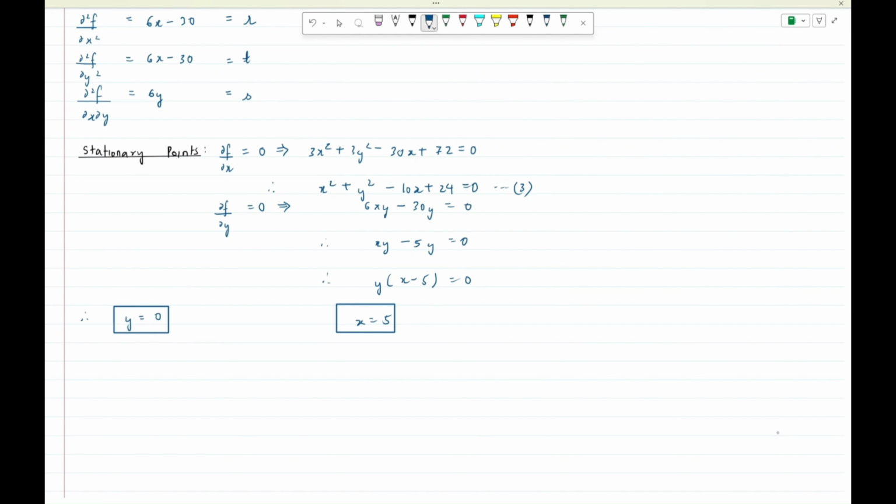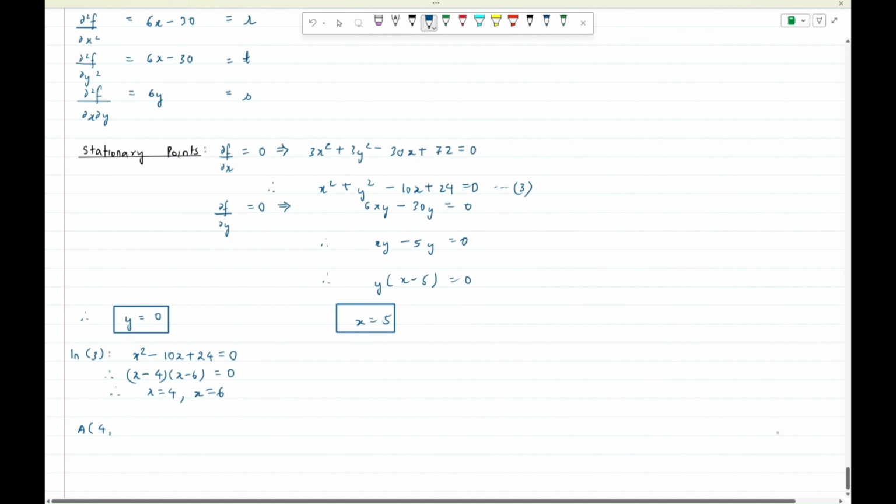So when you plug in y equal to 0 in equation number 3, we get x square minus 10x plus 24 is equal to 0. And that factorizes to x minus 4 into x minus 6 equals 0. So we get here that x is 4 or x is 6. So we can say that A is 4 comma 0, B is 6 comma 0. These two are the stationary points when we solve for y equals to 0.